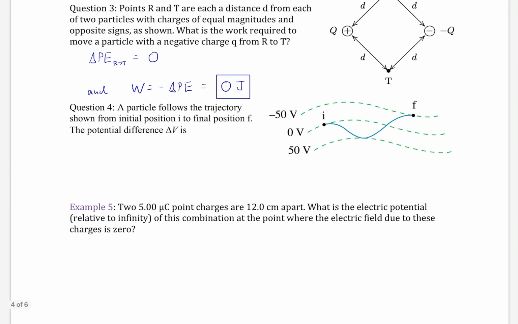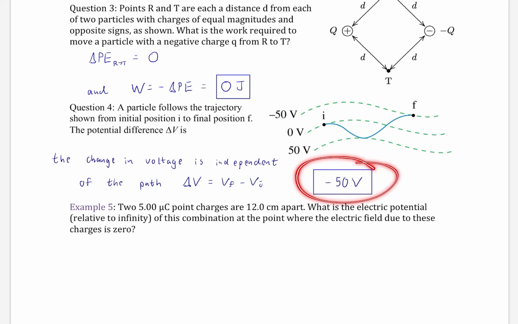Question 4. A particle follows the trajectory shown from initial position I to final position F. The potential difference delta V is what? Right, so I start here, I meander over to positive 50, I cross back over, and then I finally end up at negative 50. Well, it's path independent. It doesn't matter that I went over here at all. It only matters the final state and the beginning state. So the change in voltage is independent of the path. Delta V is simply V final minus V initial. Scalars. Therefore the change is negative 50.